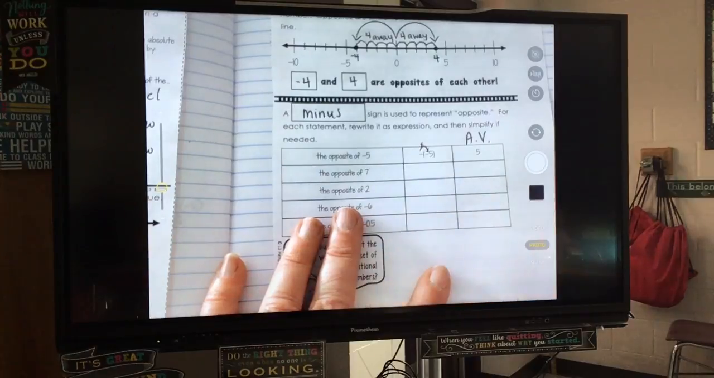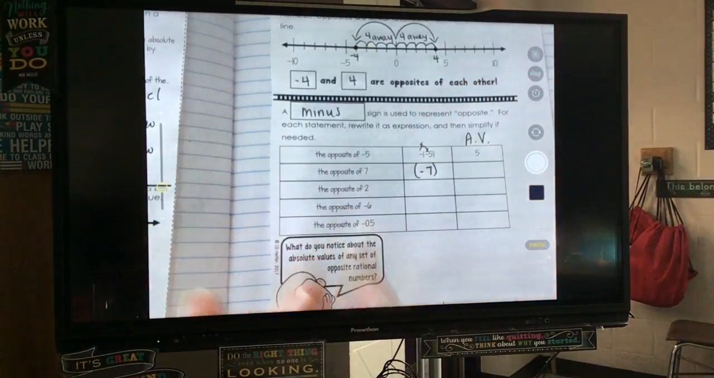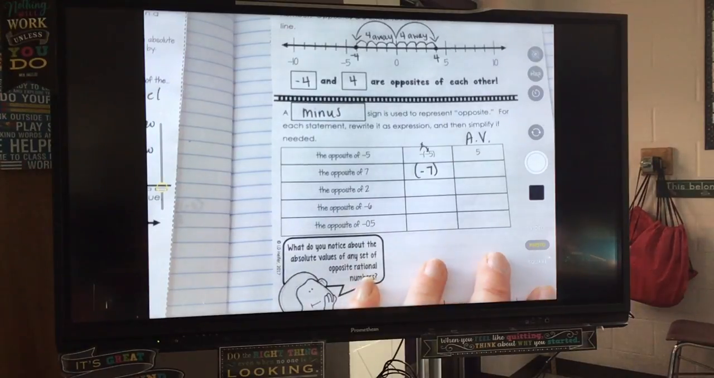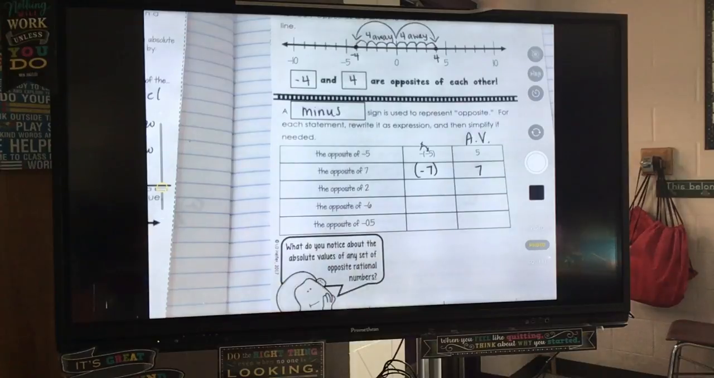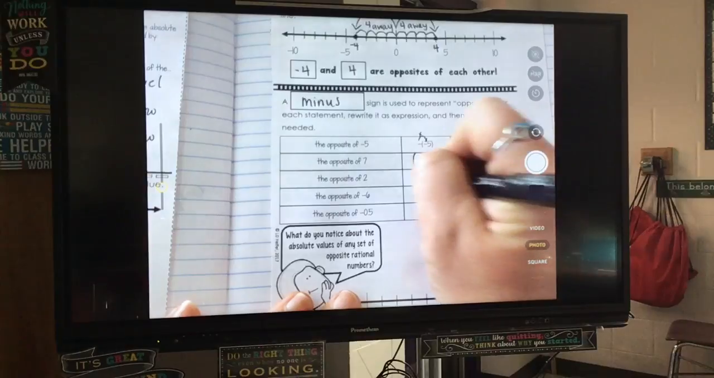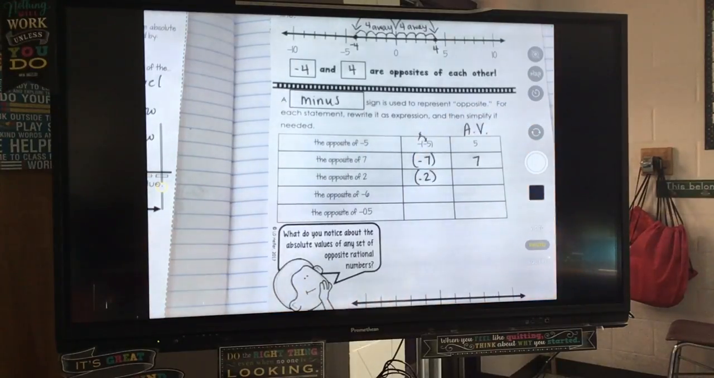So what is the opposite of 7? Sophia? -7. I'm going to put it in parentheses just so we understand. So then what is the absolute value of both 7 and -7? Isabella? 7. All right, what is the opposite of 2? Abby? -2. Again, I'm going to put it in parentheses just so we see that it is -2. What is the absolute value of 2 and -2? 2.